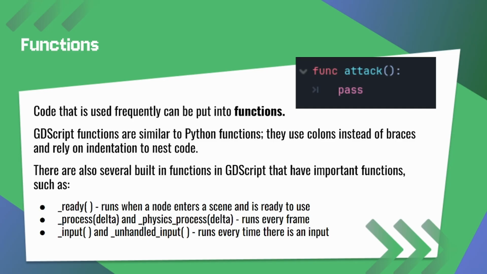_process with a parameter of delta, and _physics_process with a parameter of delta. These both run every frame. Delta is a variable that is used to equalize time differences. I'd look into what that means; I can't really explain it right now. But those run every frame. Those are good for movement, stuff like that.